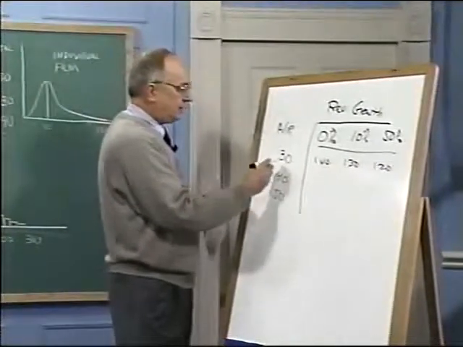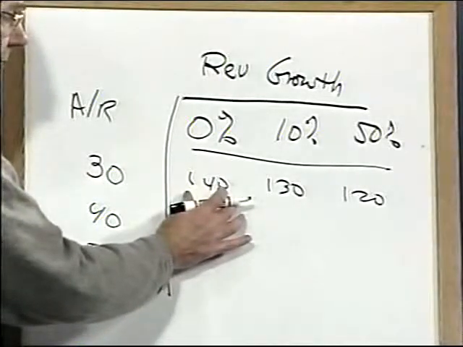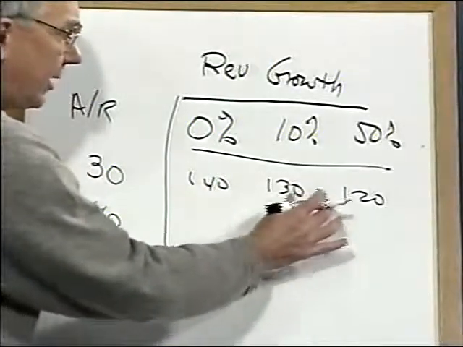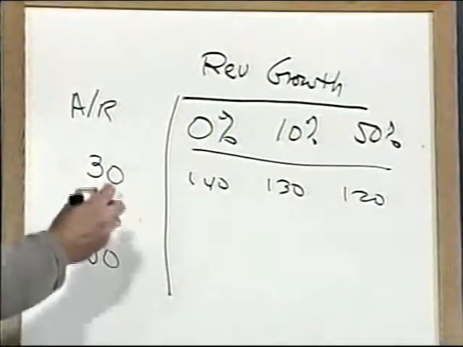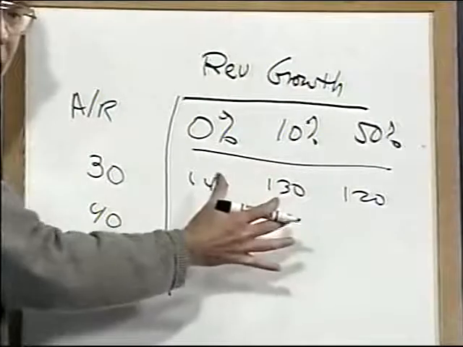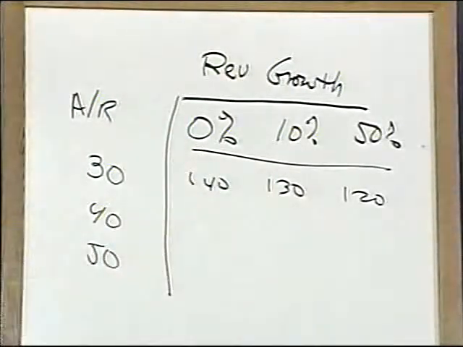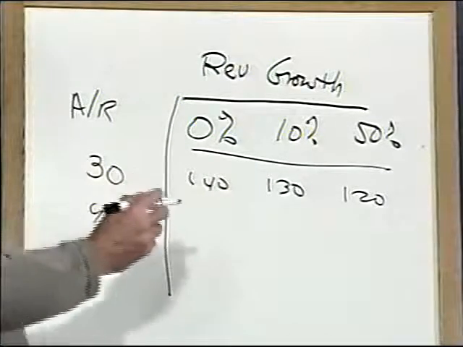If I collect receivables in 30 days, if I grow at 0%, I'll have 140,000 in the bank. If I grow at 10%, 130, 50%, 120. Now you might say, how come you're getting less? Well, my revenue growth is sometimes sucking up cash. It costs me cash to grow my business because I have to invest to be able to grow the business. You often see this occur.